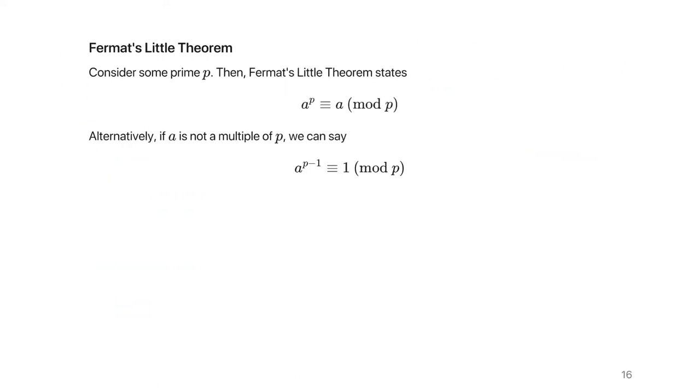Cool. Another technique you should be aware of, and it's more than a simplification technique, it has a wide variety of uses, is Fermat's little theorem. It says that for any prime P, A to the P is equivalent to A modulo P. This only works when P is prime. Another way of saying this, in the case where A is not a multiple of P, i.e., since P is prime, the greatest common divisor of A and P is 1, is that A to the exponent P minus 1 is equivalent to 1 modulo P.